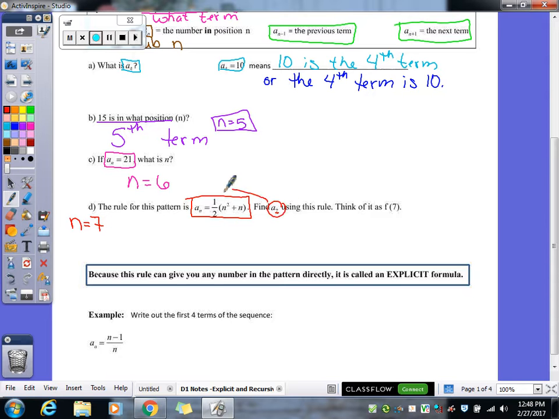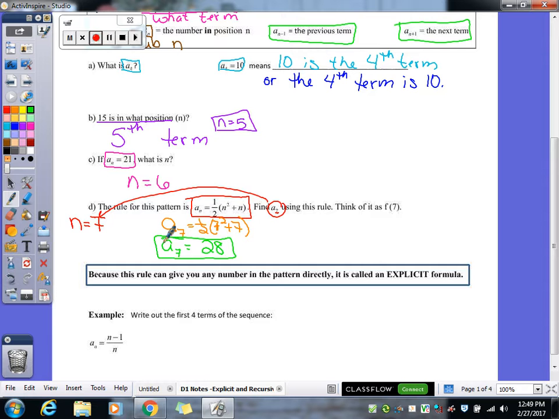A sub 7 is the same as asking, when n equals 7, what does this equal? So all we have to do is plug in a 7 for all of our n's. So a sub 7 equals 1/2 (7 squared plus 7). So what is 7 squared plus 7? Yeah, 49 plus 7, which is 56. And what's half of 56? 28. So a sub 7 equals 28.